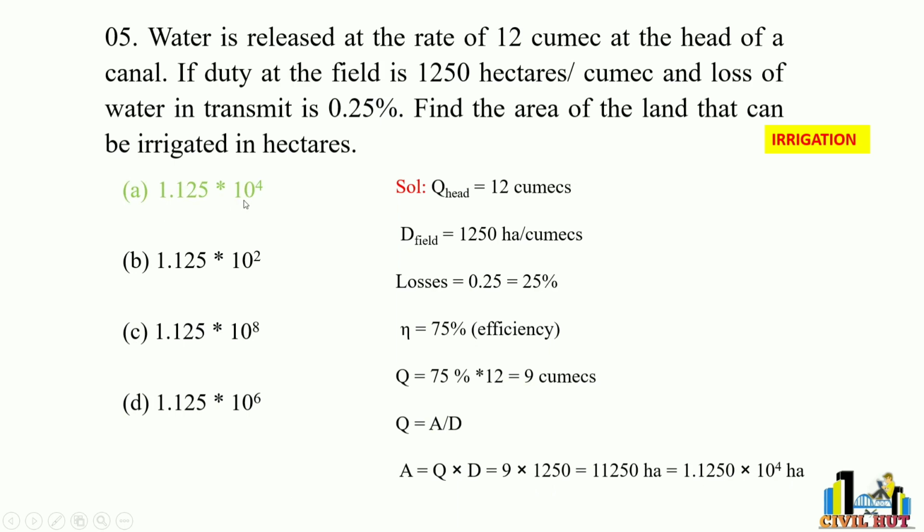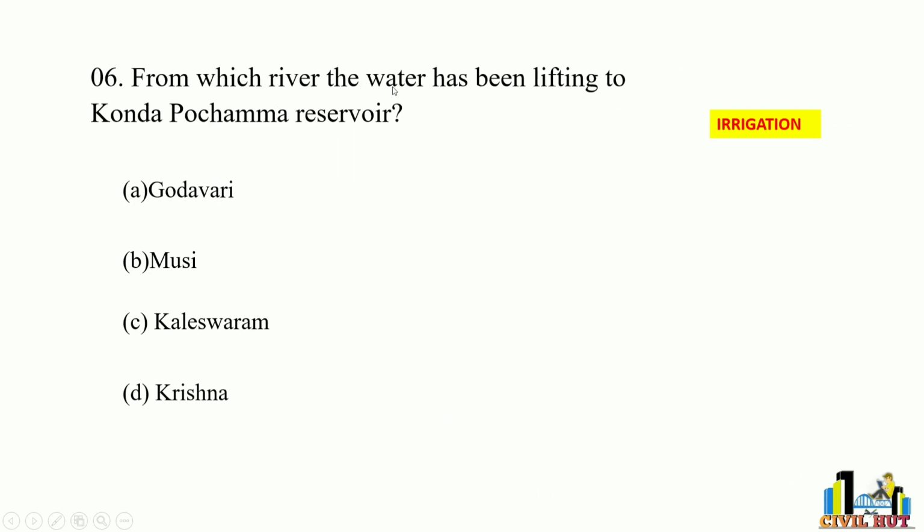Next question: from which river has the water been lifted to Kondapochamma reservoir? A. Godavari, B. Musi, C. Kaleshwaram, D. Krishna. A. Godavari river. The Kaleshwaram lift irrigation project is constructed on the Godavari river.